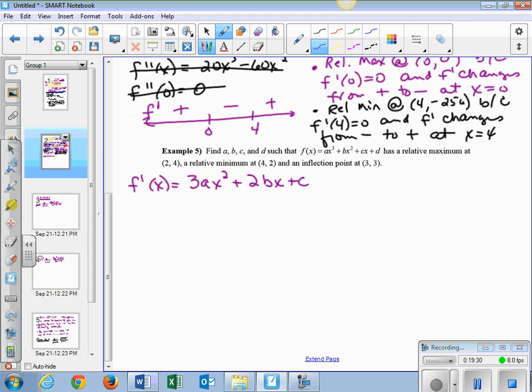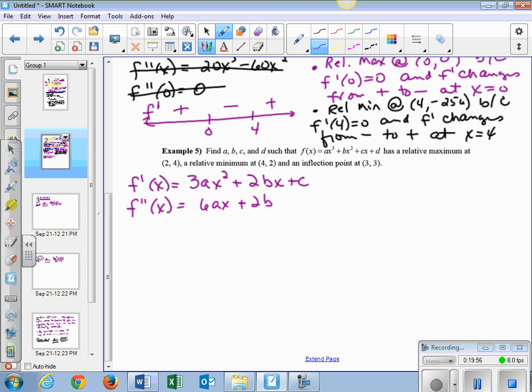And it's talking about an inflection point, so I know I'm going to need a second derivative. So my second derivative is 6ax plus 2b. So if you've got those two, so far so good. All right, now I need to be able to solve for a, b, c, and d. So most likely I'm going to be doing some algebra, which most likely means some system of equations. So let me write some down.